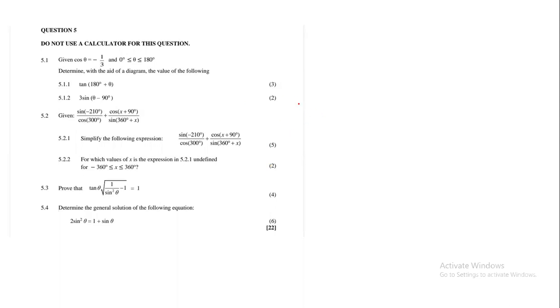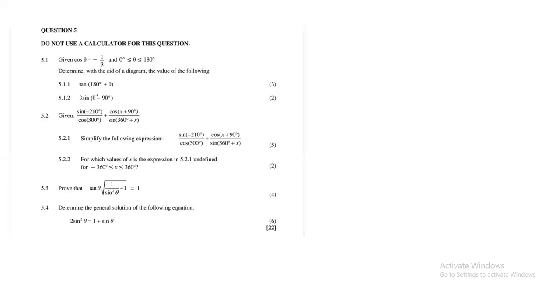So now let us start with question number 5. It says to us, do not use a calculator for this question, but I doubt people wouldn't be using a calculator, but for sure we're gonna use it at some point, but be smart when you use it. So 5.1 reads as follows. It says to us, given cos theta is equal to -1/3, and theta is an angle that exists within this interval, which is between 0 degrees and 180 degrees, whereby 0 degrees is included and 180 degrees is included.